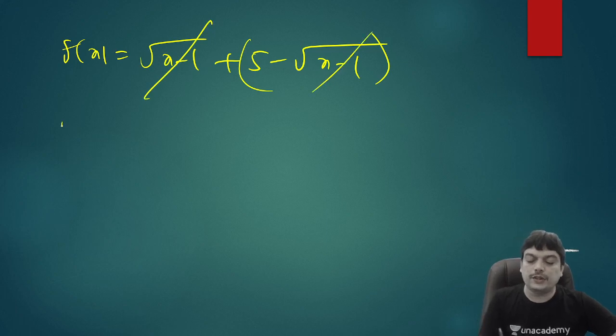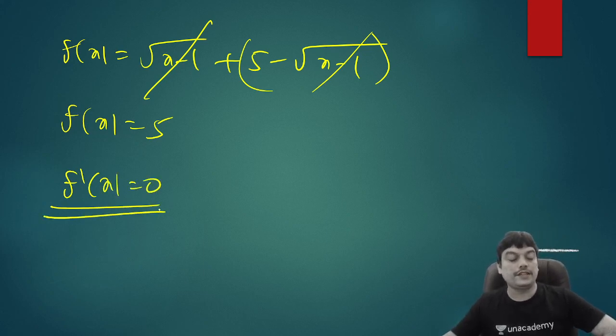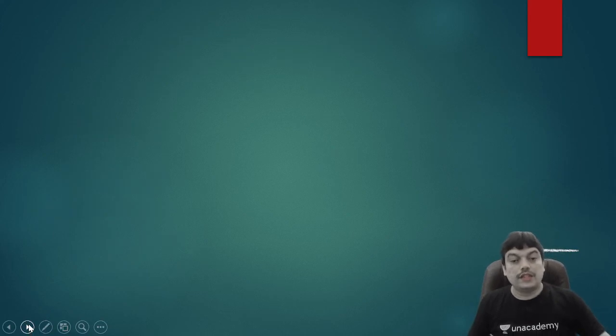Then you can cancel this. You get the function as f of x equal to 5, which is a constant function. So derivative of this is f dash x equal to 0 because differentiation of a constant function is always 0. So this was also quite simple. Right. Now let me do the next question.